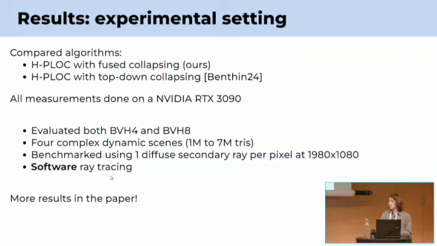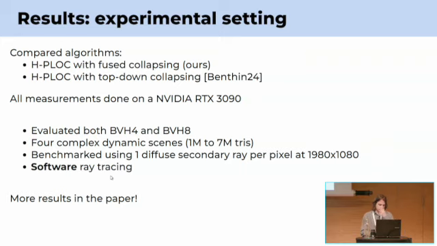Okay, and so now I'm going to show you some results. So we compared our fuse collapsing algorithm using H-PLOC as a binary builder. So I use PLOC in my explanation because it's basically the same algorithm, but H-PLOC is a variant that does all of the iterations in a single dispatch. It's a bit more complex, but the idea is the same, and the integration of our fuse collapsing is basically identical. And so we compare H-PLOC with fuse collapsing, which is our method, with H-PLOC with top-down collapsing, which was described in the H-PLOC paper.